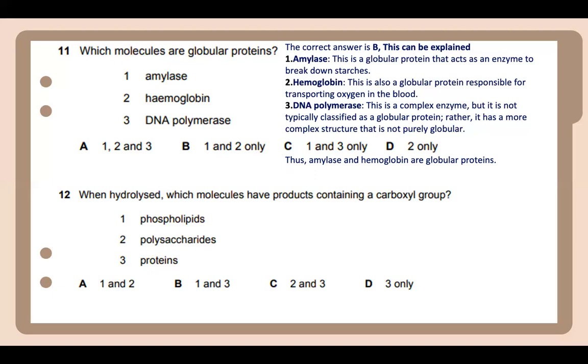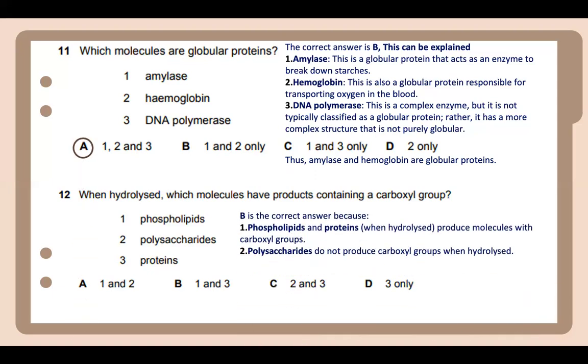When hydrolyzed, which molecules have products containing a carboxylic group? The correct answer is phospholipid and protein, because when hydrolyzed, they produce molecules with a carboxylic group. Meanwhile, polysaccharides do not produce a carboxylic group when hydrolyzed.